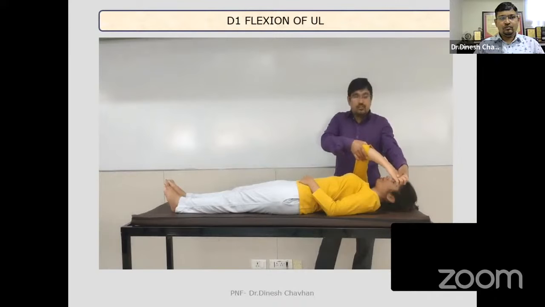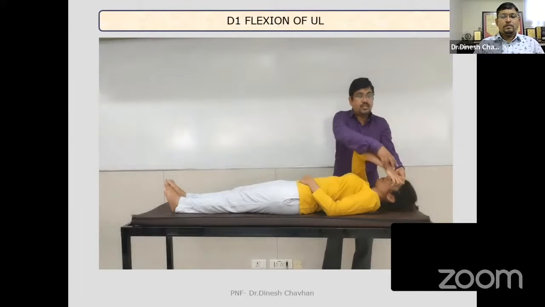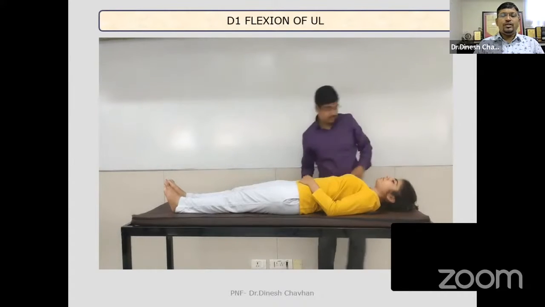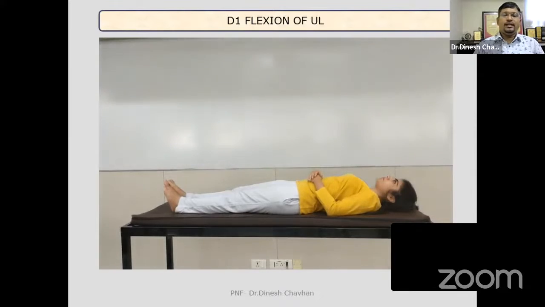So what is happening? Flexion, adduction, external rotation at the shoulder, flexion at the elbow, supination at the forearm, flexion of the wrist and flexion of the finger. It's the ending position. So as we saw, if you want to attain a D1 flexion of the upper limb, the starting position will be a D1 extension of the upper limb. When we give a D1 flexion pattern, we should start from the D1 extension pattern. When we see the total pattern, the therapist moves in the plane of the movement.